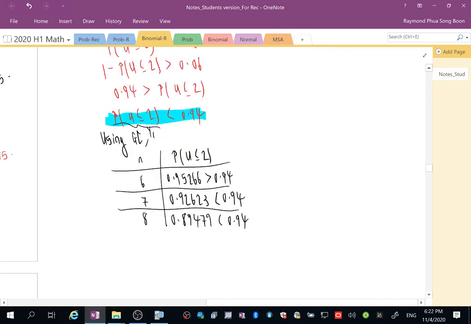Okay, so from the GC, this is what we notice. When is it that the left-hand side probability of U less than or equals to 2 is first less than 0.94? So this is still greater than, this less than, this less than. So when n equals to 7, the left side probability will be the first time that the probability value drops below 0.94. So therefore, least n is 7. Okay?